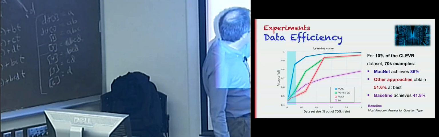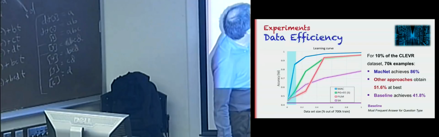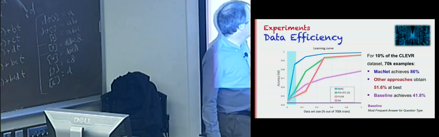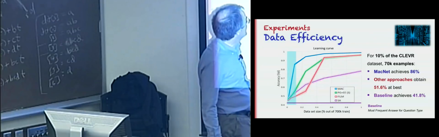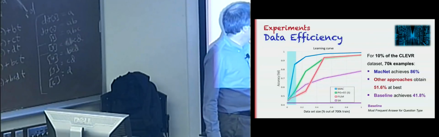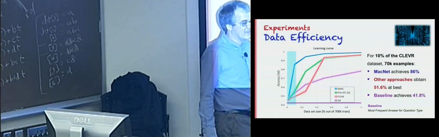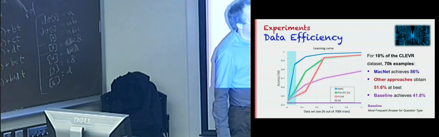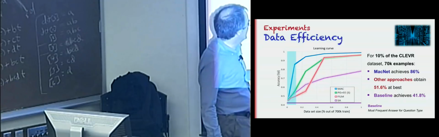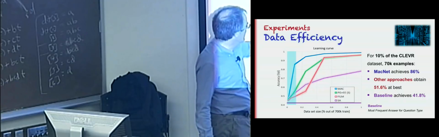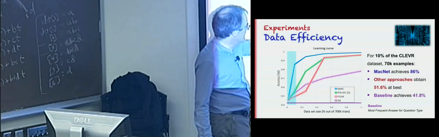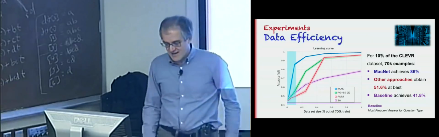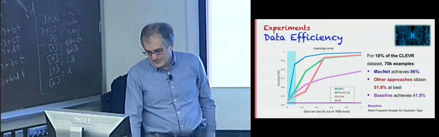In contrast, the MAC model learns to generalize from small amounts of data very effectively. For the MAC model, if you give it just 10% of the data, 70,000 examples to train on, it's already getting to 86%, which is pretty decent, whereas all of these other models are around 50%, again not much over the 40% baseline. So that's kind of a nice result.